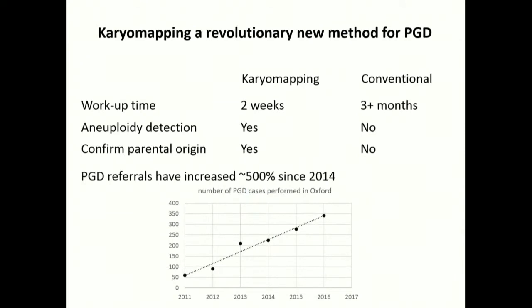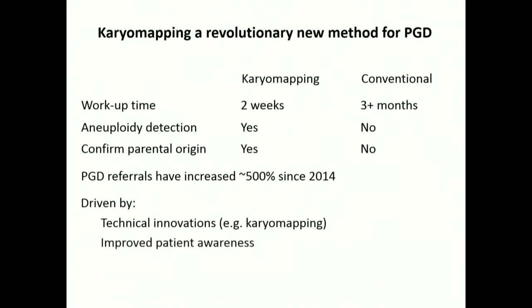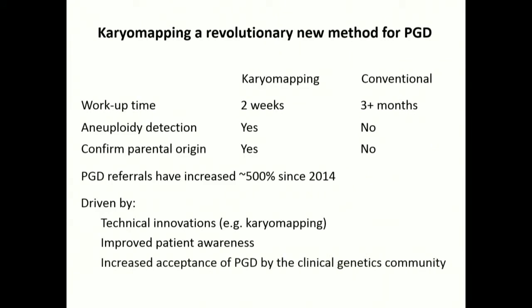Largely off the back of this kind of advance, we've seen PGD referrals increase by about 500% since 2014. I think this is down to a few different reasons. One is methodologies like carrier mapping that have just made that process so much easier and so much more streamlined. I think another part is improved patient awareness. You go back 15, 20 years and most patients have never heard of PGD as an option. I think there's also increased acceptance of PGD by the clinical genetics community.